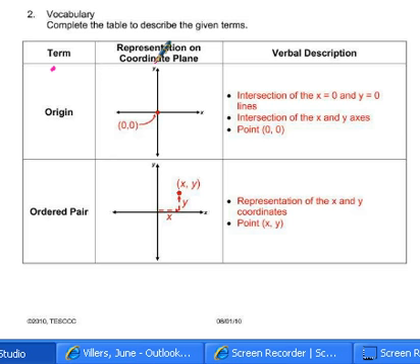Any ordered pair is always graphed in the order x then y. So it'll always be a horizontal movement then a vertical movement, which is, again, opposite of slope. So be careful there. All right, if you need to pause, write the rest of that in.